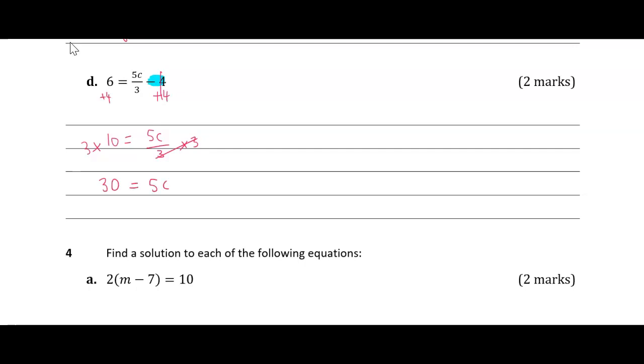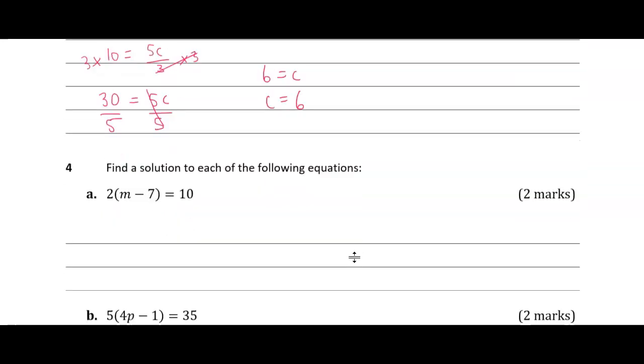And then 30 equals 5c, so 5 times c. So the opposite of multiplying by 5 is to divide. So 6 is equal to c, or we write c is equal to 6.